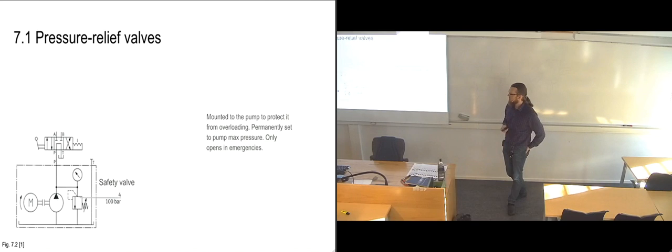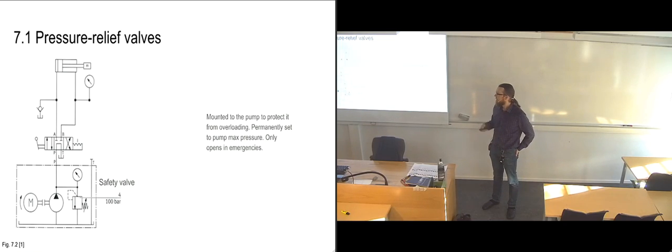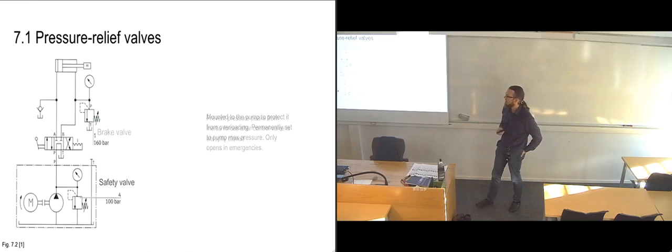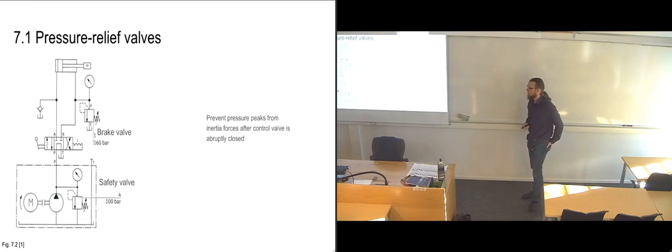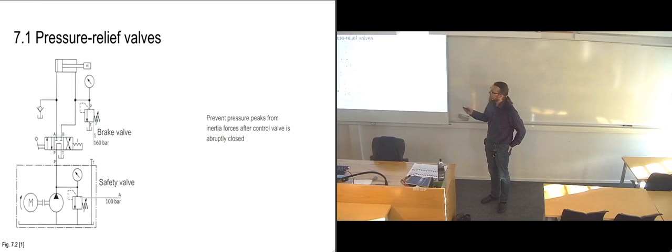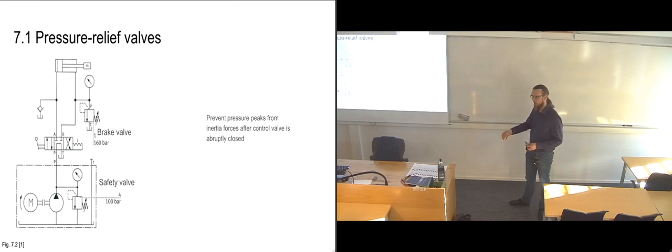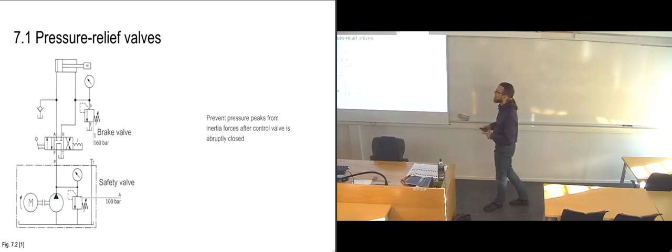Then we have a directional valve here that's controlling our system. And it's sending flow up to a cylinder and receiving flow from the cylinder when it's moving in either direction. And on this side of the cylinder, we also have a pressure gauge put in. And we have a brake valve put in. This one is to prevent those pressure peaks that we could get from inertia forces as the piston is moving here. Because here, the piston is moving horizontally, so we won't get any problems with pressure peaks from gravity loads. So nothing is going to pull on this cylinder.